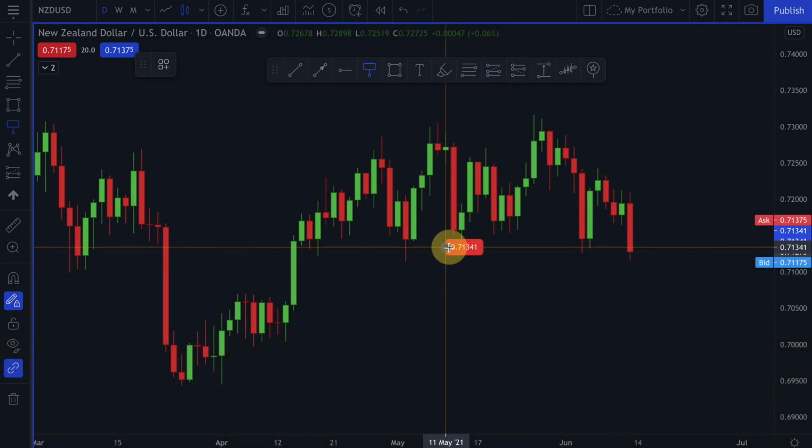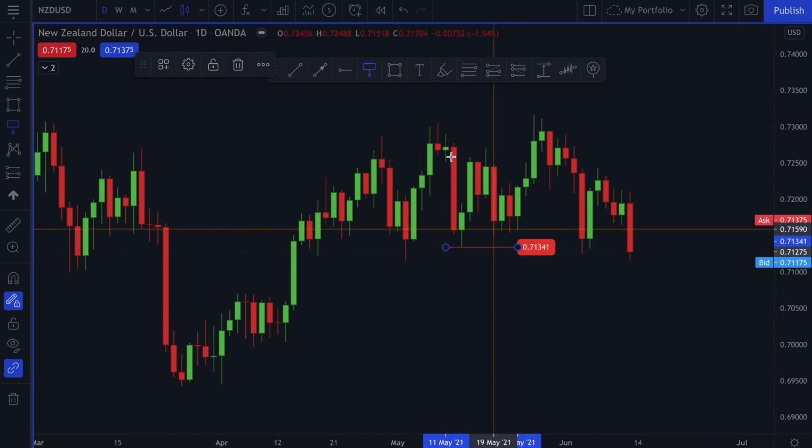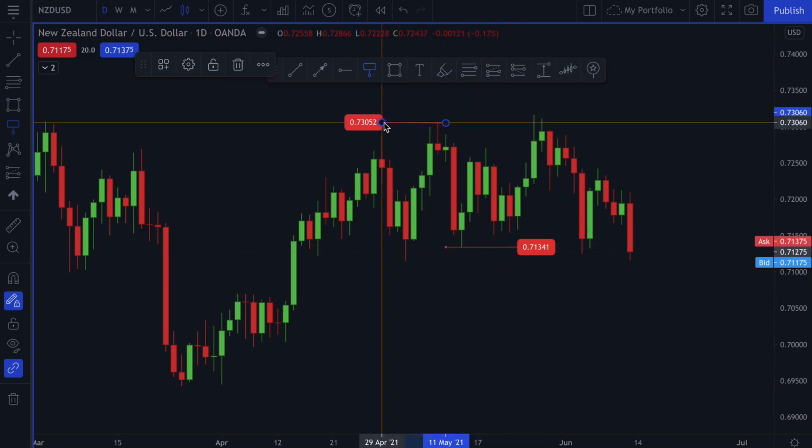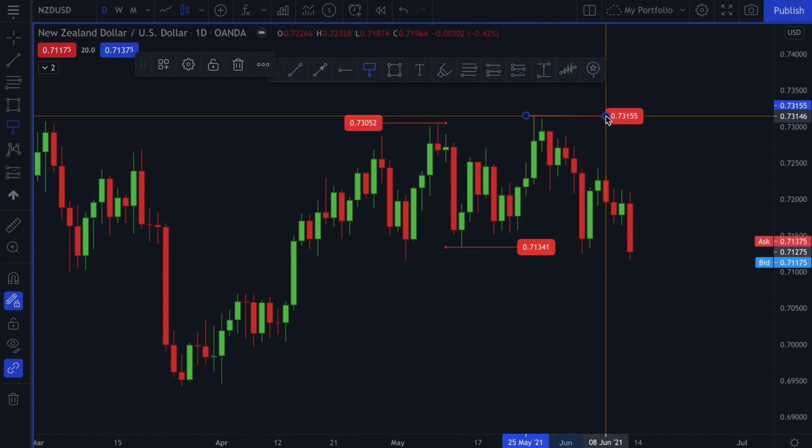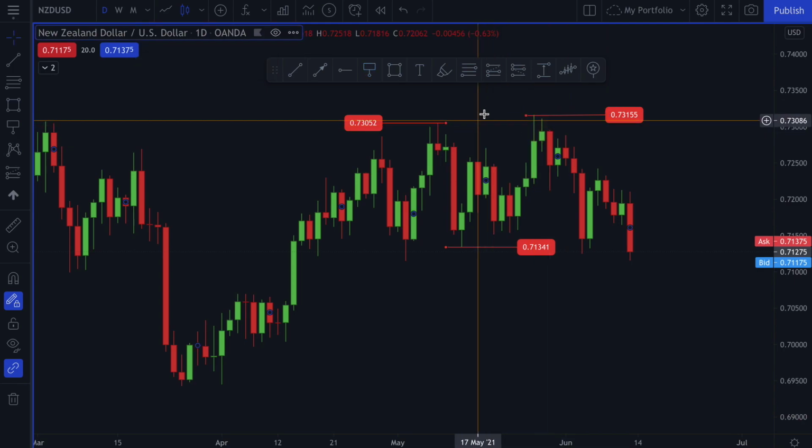So here we had a low, peak at a high point. We had a high. So we're just gonna call these our initial highs and initial lows because these are starting points. What I noticed is that price went higher than the last highest peak. So price went from 0.73052 to 0.73155. That's about a 10 pip difference. But here's the in-between that we're looking for.